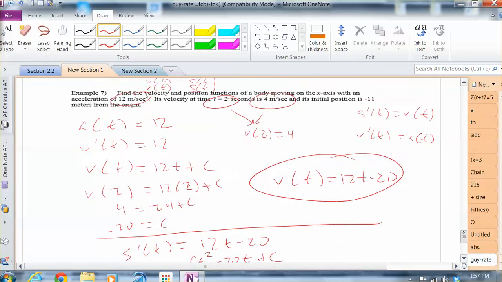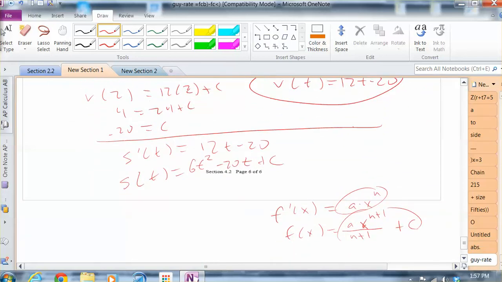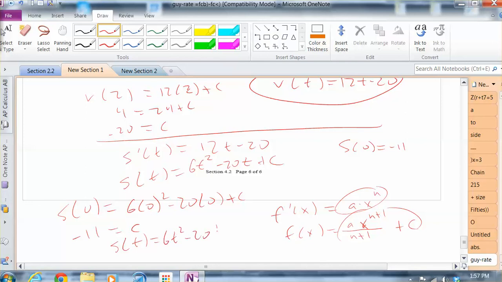And then we're told that the initial position is negative 11, so s of 0 equals negative 11. So 6 times 0 squared minus 20 times 0 plus c, negative 11 equals c. So our function is s of t equals 6t squared minus 20t minus 11. And that, I think, hold on, I think I did that right. Yeah, for some reason I had a different number in my written notes, but I made a mistake in my handwritten notes. Yeah, so that pretty much concludes the video.